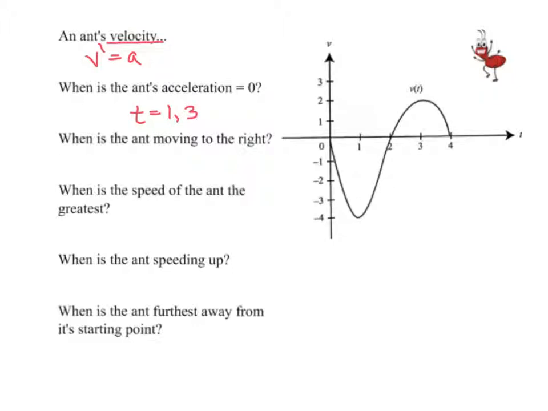When is the ant moving to the right or forward? Well, that occurs, of course, when the velocity is positive. So that's from 2 to 4.